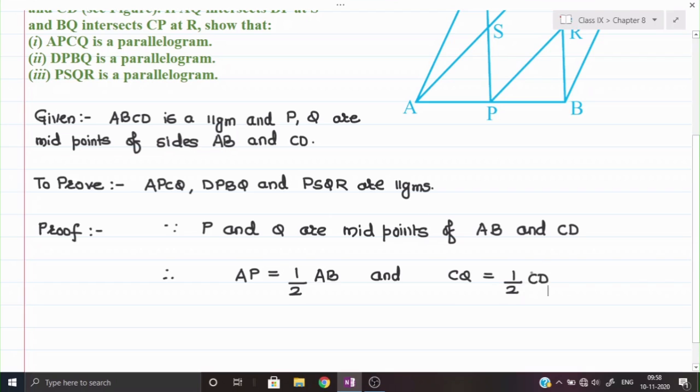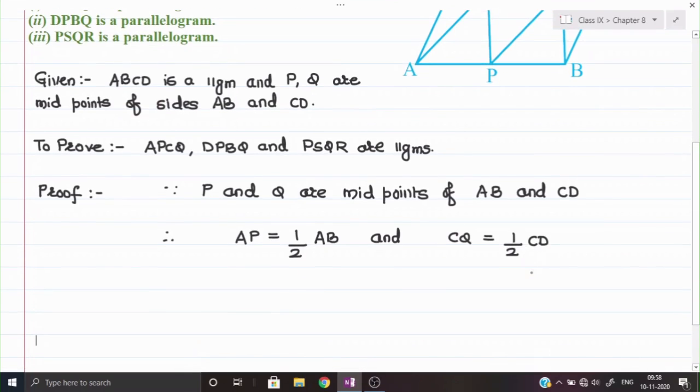Now, observe ABCD is given as a parallelogram, and we know that in a parallelogram, sides opposite to each other are always parallel as well as equal. So AB and CD are equal. Look at the two equations I have written: half of AB in one equation and half of CD in another equation. So if AB and CD are equal, their halves will also be equal. Means we can say that AB is equal to CD because opposite sides of a parallelogram are equal.